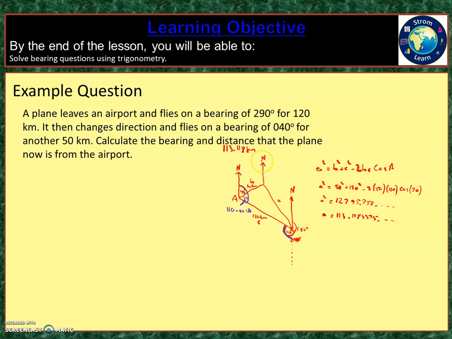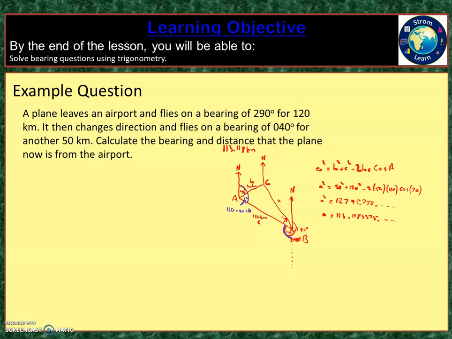Alright, so what about the distance? No, done that. What about the bearing then? The bearing is the 290 degrees plus this extra angle I've marked on here, because then that's going to be from north around to the line which is going up towards where the plane is. So I need to find that angle there. Let's finish up labelling my triangle. That's getting a bit crowded down here, but that angle is capital B, and this one up here is capital C.